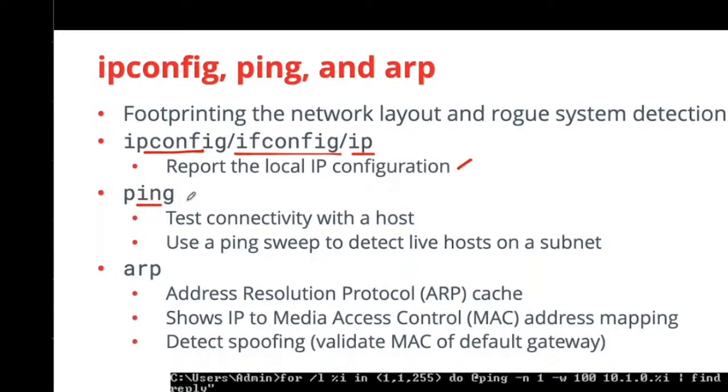Then you have the ARP, that is Address Resolution Protocol. When you run arp space -a on your Windows machine, it will give you the ARP cache. The ARP cache basically shows all the MAC addresses of the interface associated with each IP address the local host has communicated with recently. This is useful if you are investigating a suspected spoofing attack.